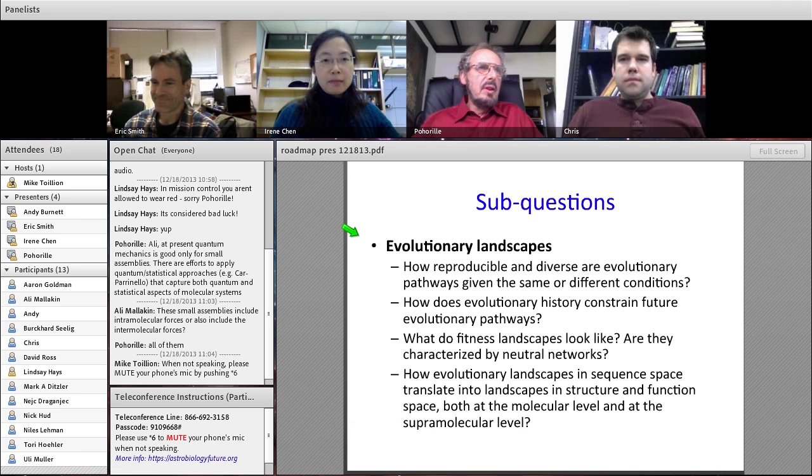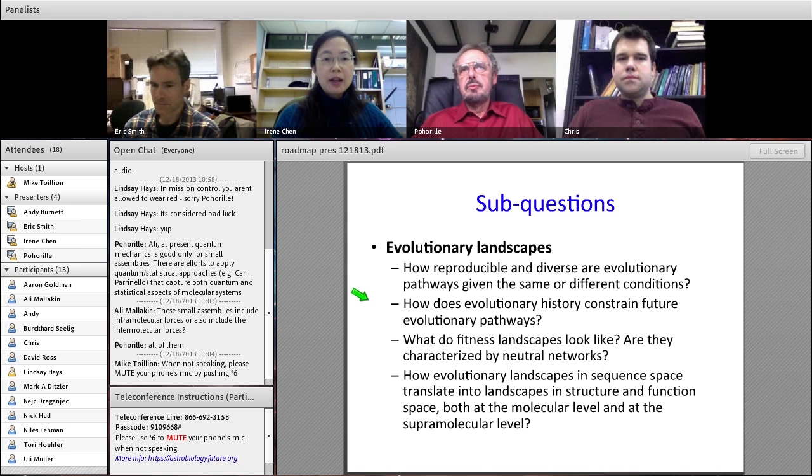The next heading that we have is evolutionary landscapes. In other words, pathways for evolution, and walks through the space of possible sequences. How reproducible is evolution? How diverse are the evolutionary pathways under the same conditions or different conditions? How does evolutionary history constrain future pathways?